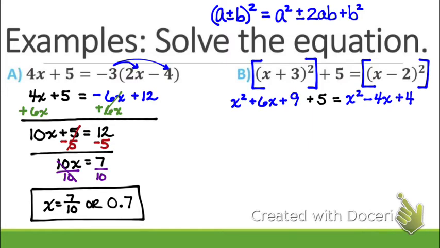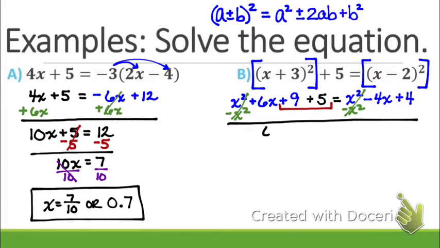Yes, it would be plus 4. We need to combine our like terms together, like these guys. I'm going to take this opportunity also, though, to get my x squareds to the same side, because they cancel each other out. So I'm not going to end up with anything that is quadratic in the end, since my quadratic terms canceled.